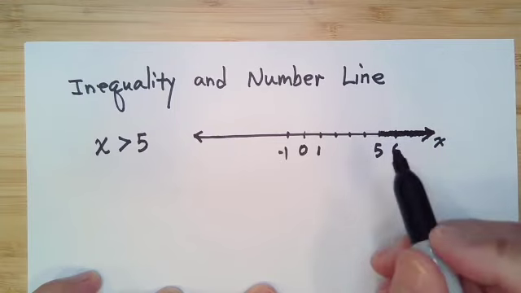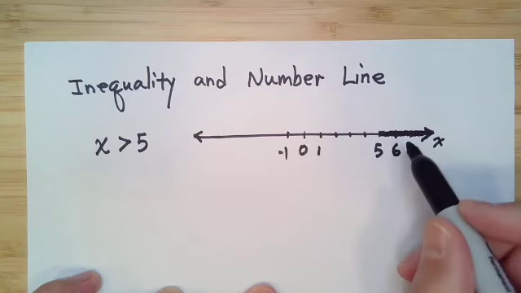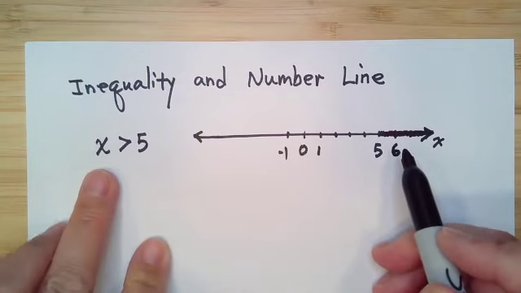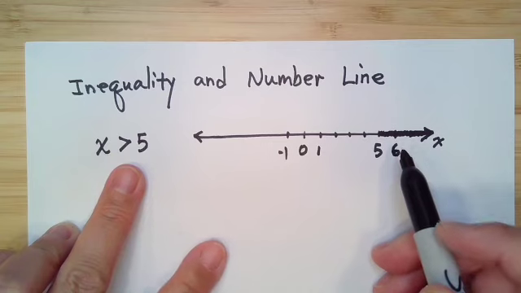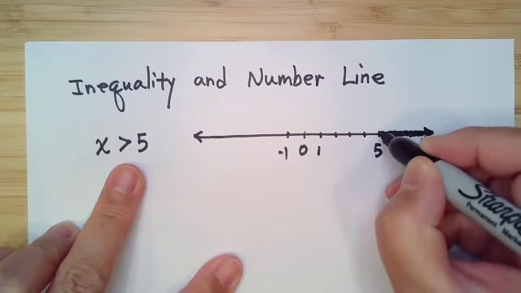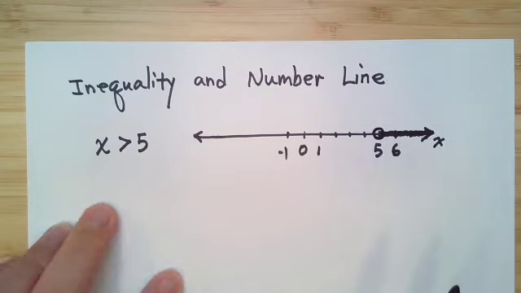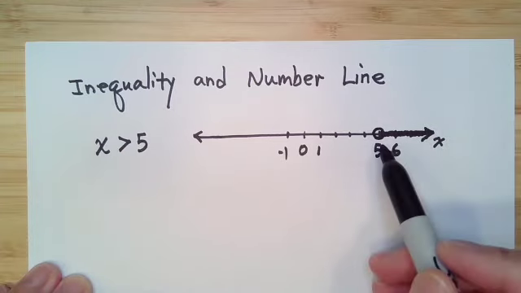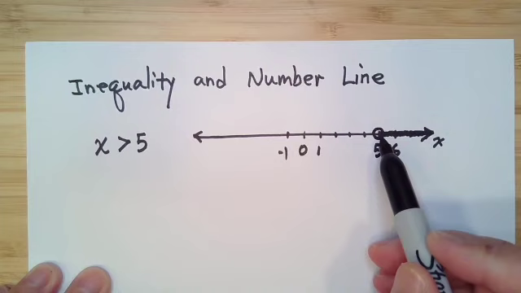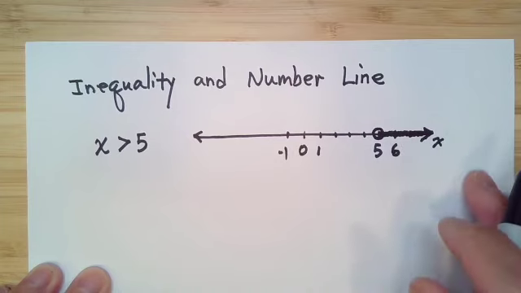Now the tricky part is 5. Because x is greater than 5, x cannot be 5. If x cannot be 5, we put a little circle here. This little circle means it cannot be 5. So not 5, only above 5. That's how you show this inequality.